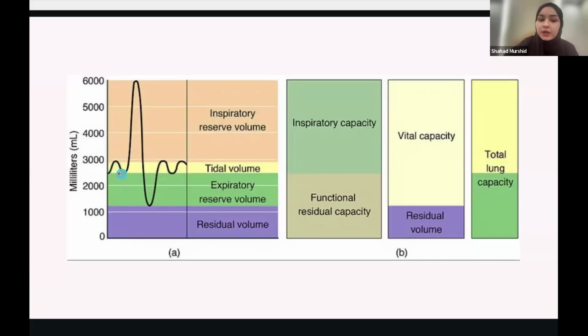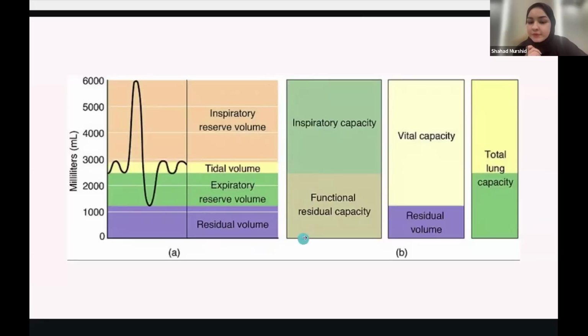And then when you inhale maximally, that is called your inspiratory reserve volume. And then when you rest and exhale as much as you can, the extra air that you breathe out is called the expiratory reserve volume. And then the air that you cannot move from your lungs is called the residual volume. And then your inspiratory capacity is everything from your tidal volume and above. So your tidal volume plus your inspiratory reserve volume. So everything that you can inspire and you have the capacity to inspire is the inspiratory capacity.